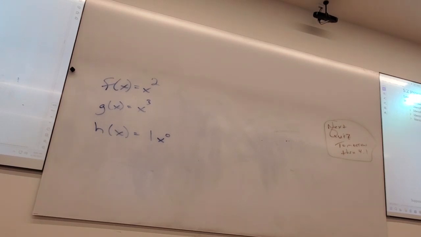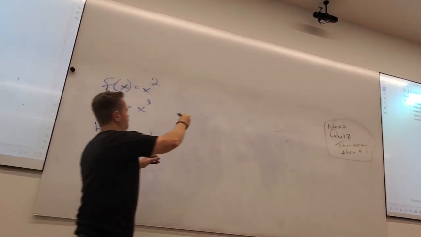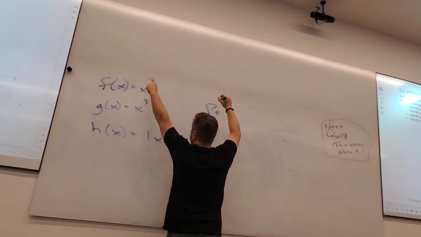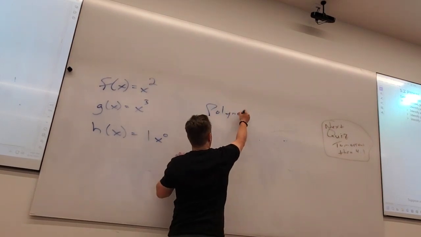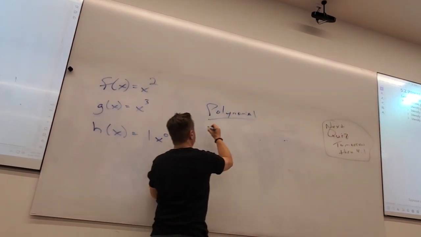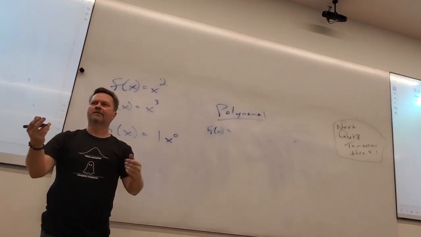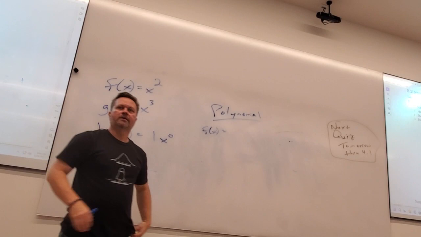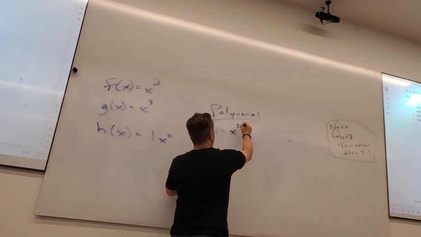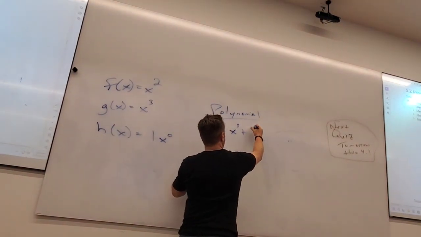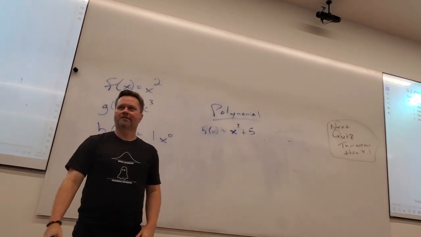Now, real quick, can somebody give me an example of a polynomial? To be really honest, these are all polynomials, but like a more fully formed polynomial. Can anyone give me a polynomial? Anything you want. X cubed plus 5. Yeah, okay, sweet.